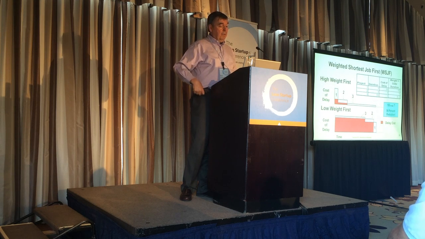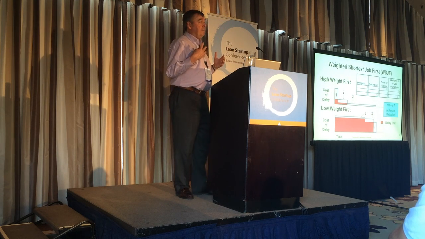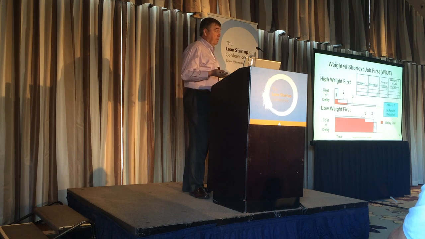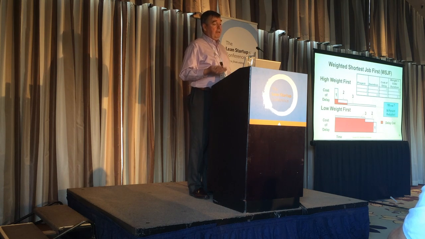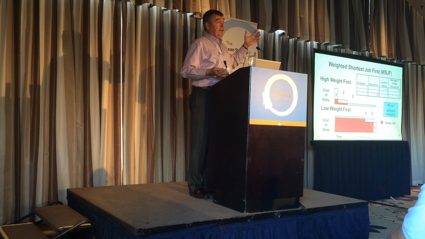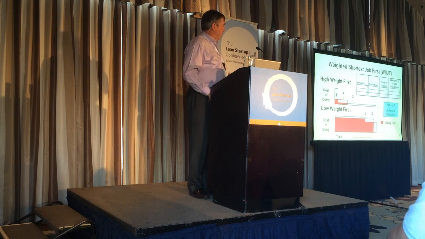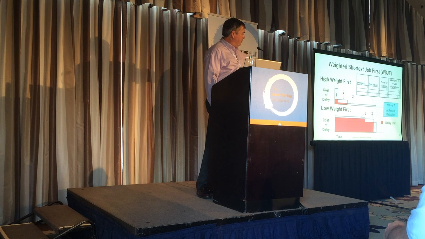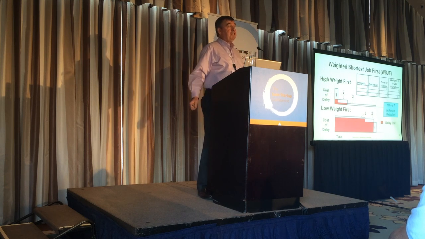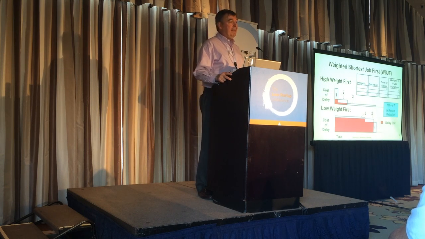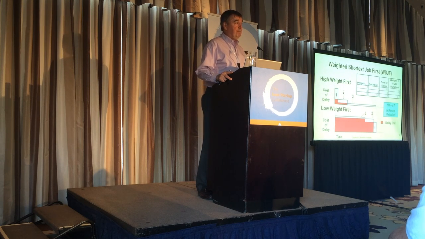What makes economic sense when you have non-homogeneous flow is to use a technique called weighted shortest job first. You divide the cost of delay by the duration. The main point I'd like to make is that the size of the red shaded area has gone down by 96%. I've not changed capacity, I've not changed demand, I've just ensured that the high cost of delay jobs remain in the system for a shorter time than the low cost of delay jobs.